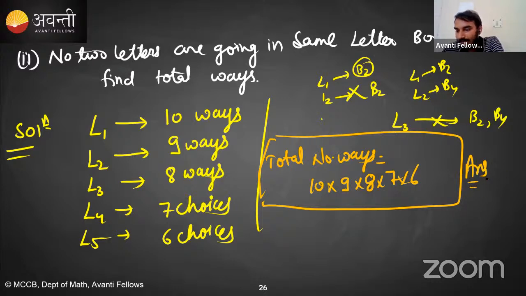Harish is saying that it is 30,240 ways. Okay, I believe you, Harish. See, what number is coming is not important right now. Right now it is the concept that matters.